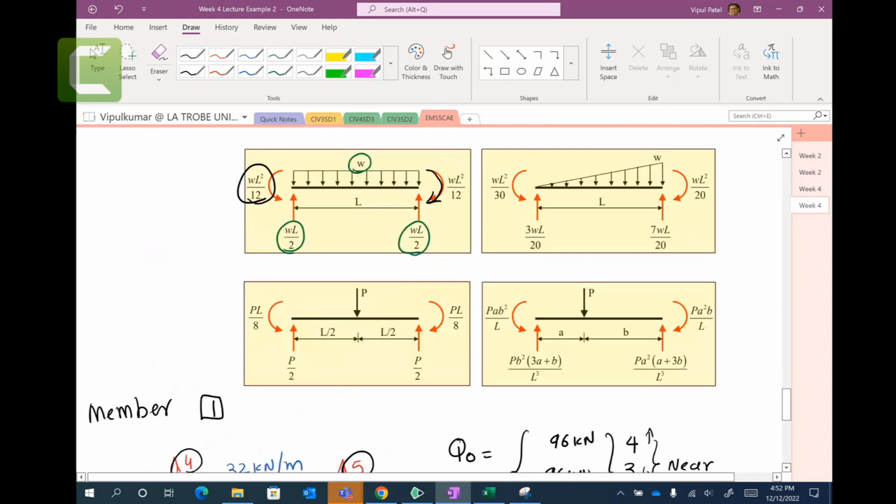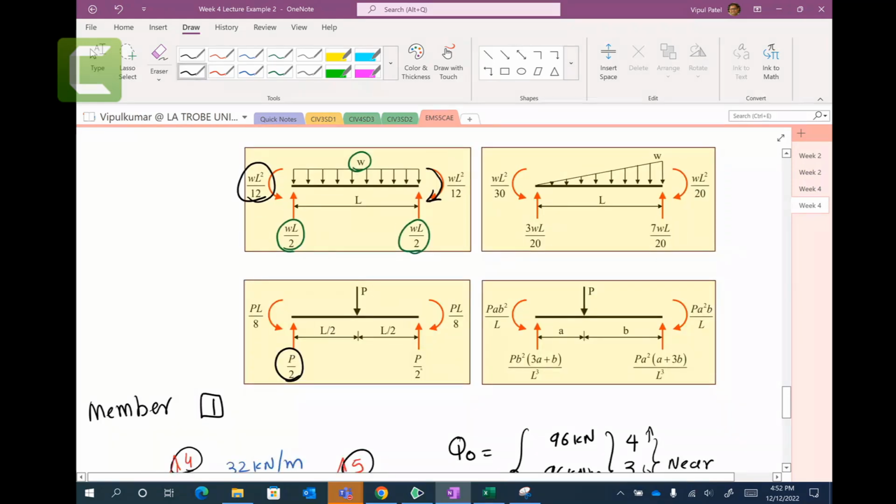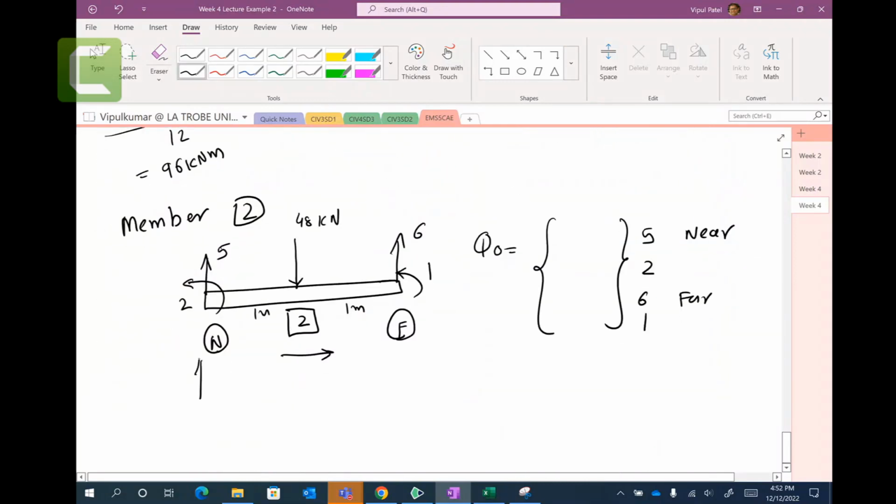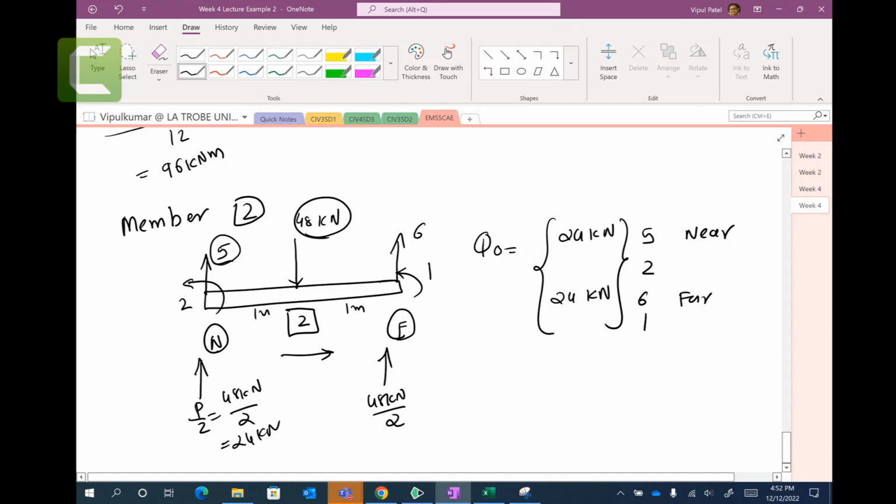So if you look at this table again, P by 2, P by 2, both are going up. So here P by 2 equal to 48, which is given in our questions, divided by 2, 48 divided by 2. So number 5 is 24 kilonewtons. Number 6, 24 kilonewtons.